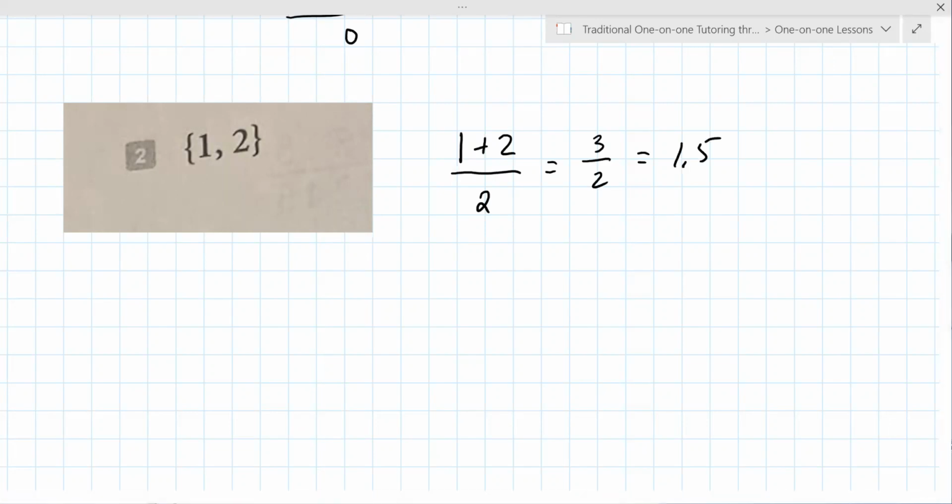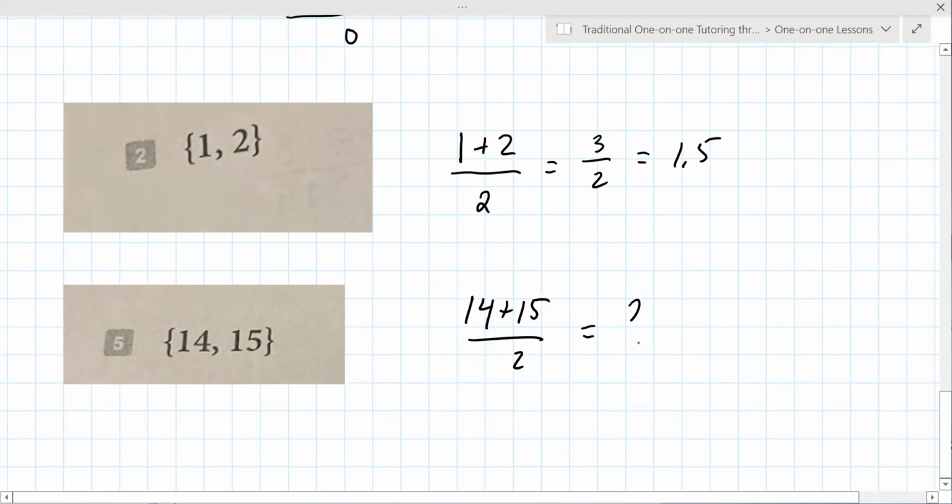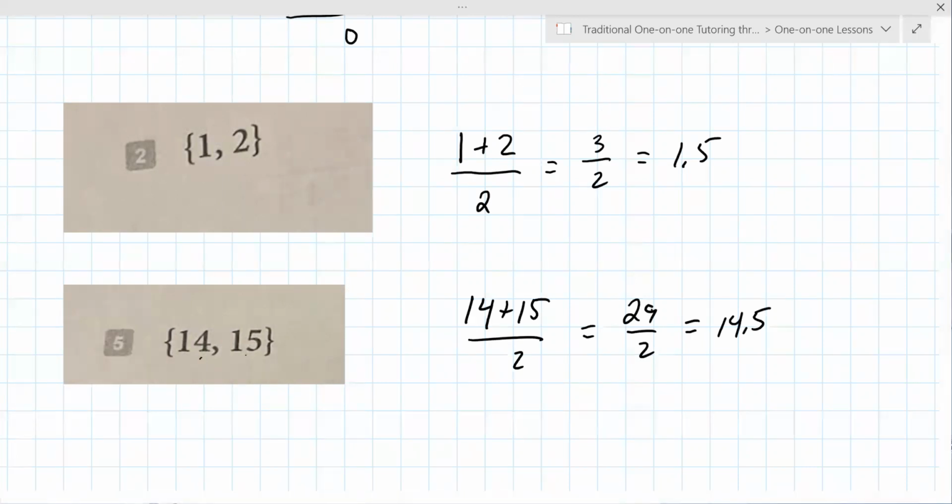The next one, I would actually do 5 next as a student. I would say, okay, 5 is a lot like 2. It's got two numbers. I know how to do that. You can show the work: 29, and 29 over 2. It's between 14 and 15, so it's 14.5. And then I'd probably do 8 next, and that's 22 divided by 2, which is 11.